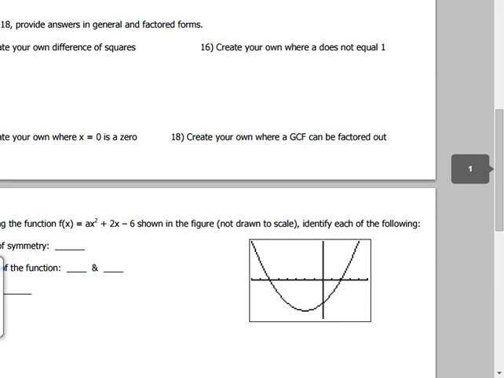So, here, create your own difference of squares. x squared minus 16. There, I created a difference of squares, but you can't use mine. That's a difference of squares in case you haven't caught on to the name. That's what those problems are called, difference of squares.